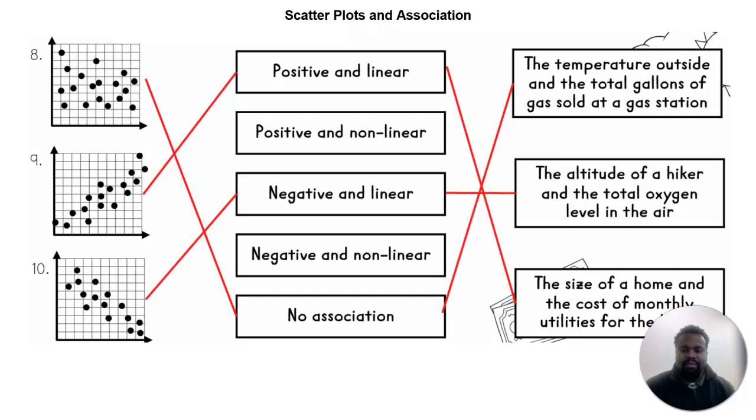And then also, if the scatter plot is kind of looking like it's forming a line, that's going to be linear. If it's looking like it forms like a curve or something like that, then it's going to be nonlinear. So this is what we're looking at with scatter plots and association, and I hope this helps with our understanding of scatter plots and association.